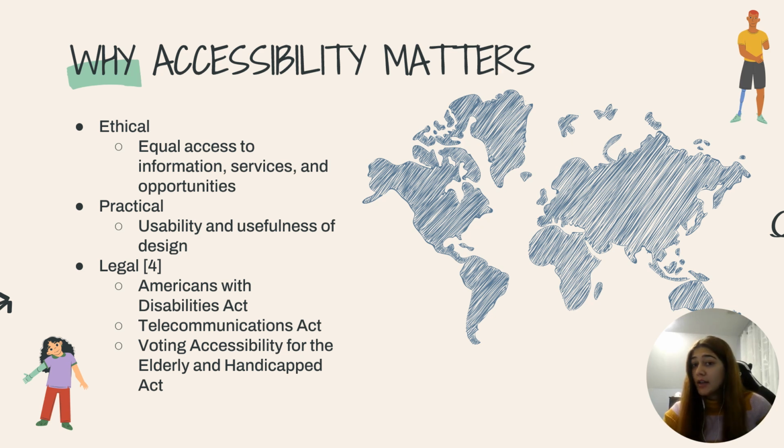There are also laws in many countries that require accessibility. In the US, laws like the Americans with Disabilities Act, Telecommunications Act, Voting Accessibility for the Elderly and Handicapped Act, and things like that mandate websites and apps and physical spaces be accessible. Non-compliance can lead to lawsuits, fines, and reputational damage. By prioritizing accessibility, we demonstrate respect for the rights of all individuals and at the same time broaden our audience, ensuring that products can reach people globally.